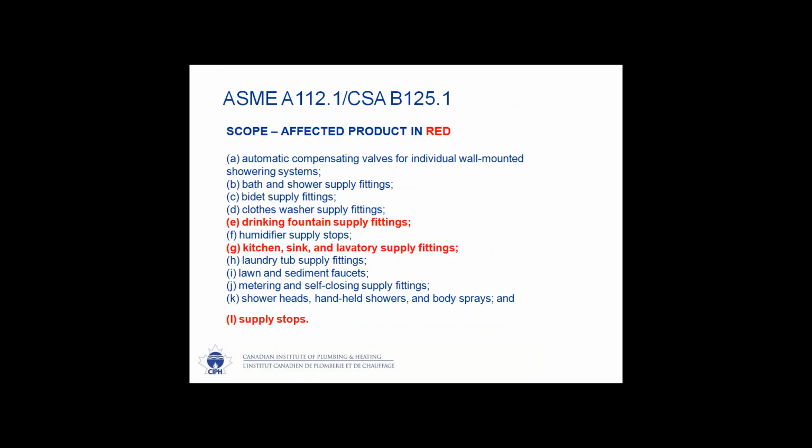When you look at the scope of the standard, the products that are affected by that clause, or would have to meet the requirements of that clause, are highlighted in red. So we're looking at E, drinking fountain supply fittings, as well as G, kitchen sink and laboratory supply fittings, and also supply stops. Because supply stops are used throughout the house, they are also included in this requirement.